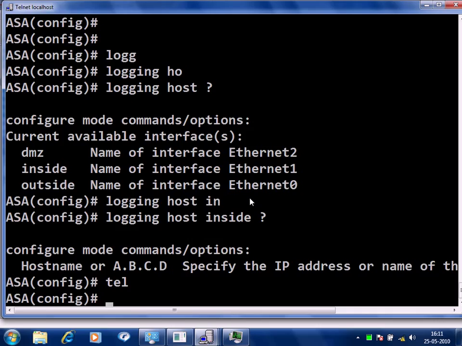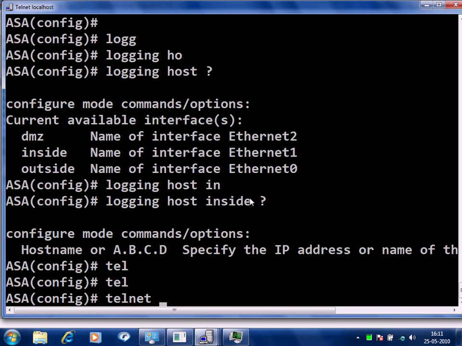So let's configure the telnet access to the ASA. To the ASA, not from the ASA. From the ASA there is no possibility. So there is no concept called virtual lines in ASA. No line VTY or no line AUX or anything. So how to allow the telnet to the ASA?